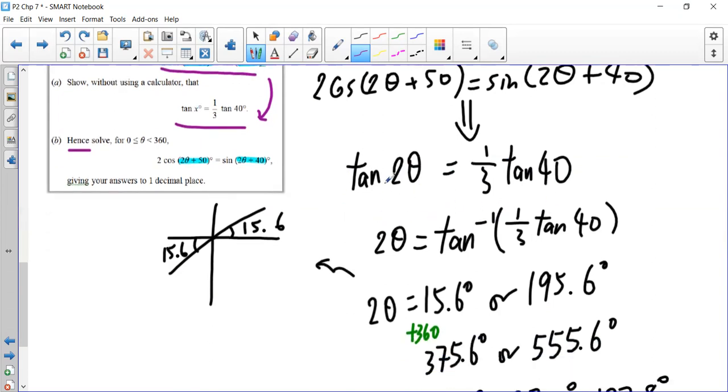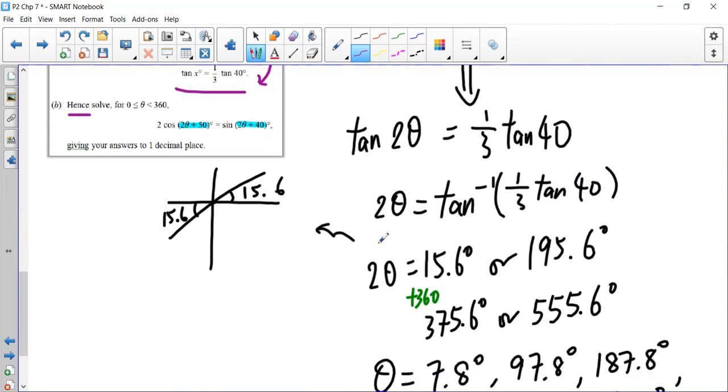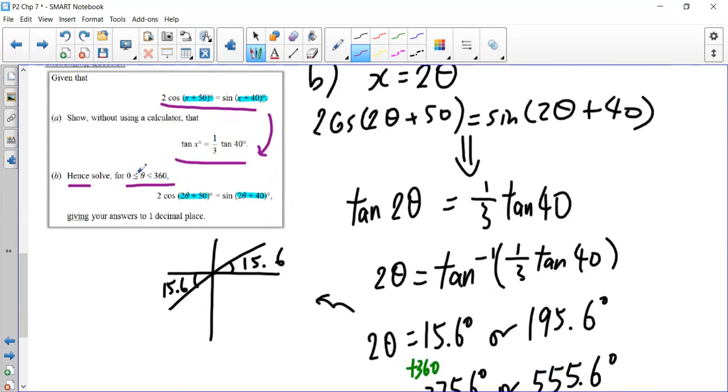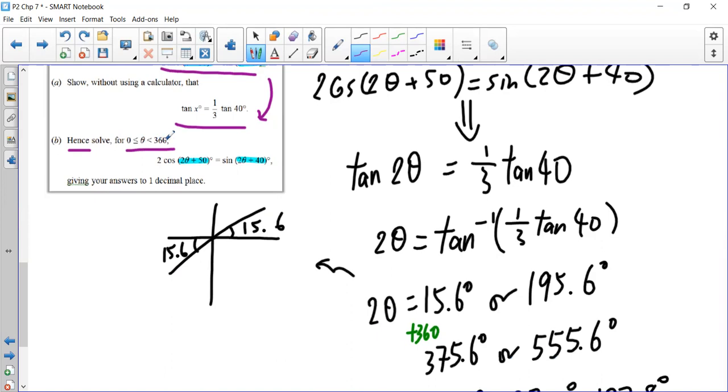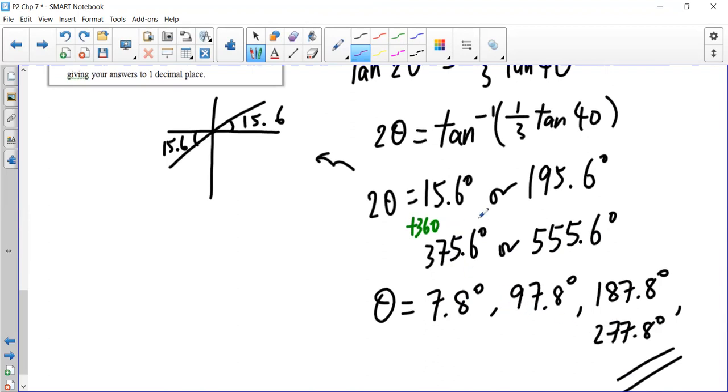Next, I take the inverse tan, arctan, of the right hand side. It looks messy, but just put it in the calculator. Let's calculate the dirty work, and you get 2 theta equals 15.6 degree. Using the CAST diagram, for tan to be positive there's another one there as well, so 195.6. But 2 theta means the domain is now widened twice. So times by 2, that means we have to add 360 to find another pair of answers, and then divide by 2. These are the final answers. Okay. That's why it's a challenging question.